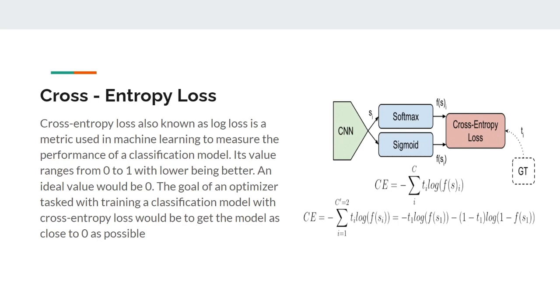So basically, we are minimizing the cross entropy loss. It encourages the model to predict probabilities that are close to the true class labels, thereby improving its accuracy and reliability.